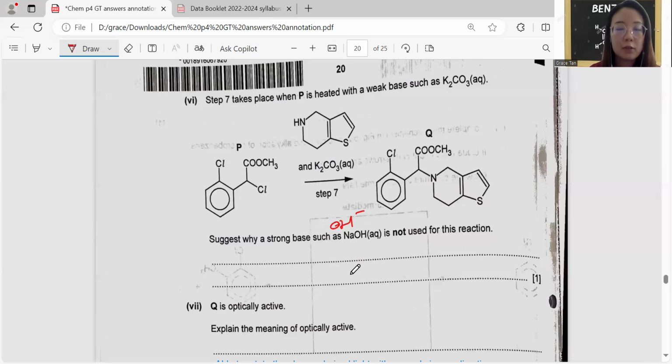If you use a strong base, OH-, the strong base means you have a high hydroxide concentration. They will actually undergo nucleophilic substitution. Therefore, hydrolysis will occur. All right. Suggest why a strong base such as NaOH is not used.